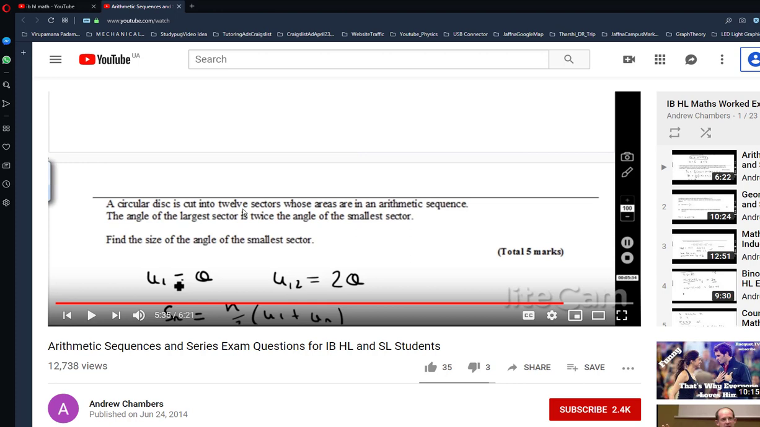All right. So what he says, cut into 12 pieces. So n equals 12. Arithmetic sequence. The angle of the largest sector is twice the angle of the smallest sector. So that's the key point.